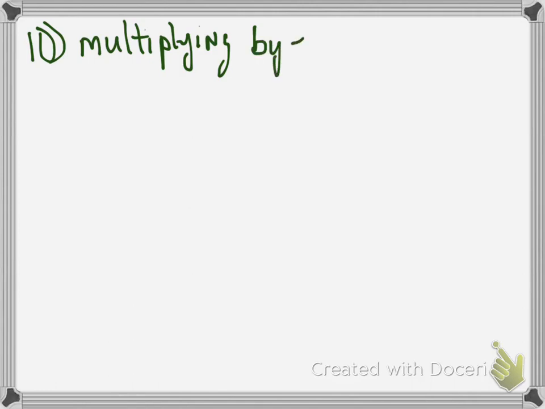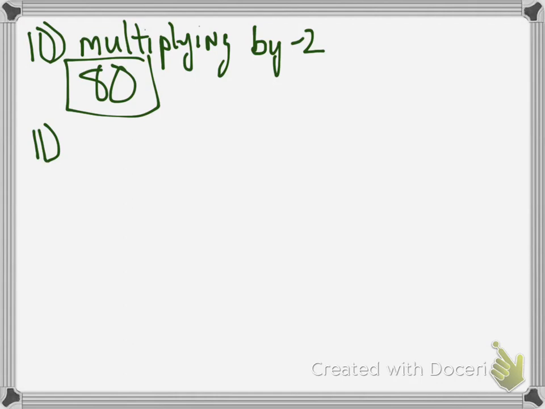Okay, so let's look at number 10. Make a conjecture about the next term in the sequence: 5, -10, 20, -40. It looks like they're multiplying by -2. So if I'm multiplying by -2, then -40 times -2 would give me +80. And that's my answer.